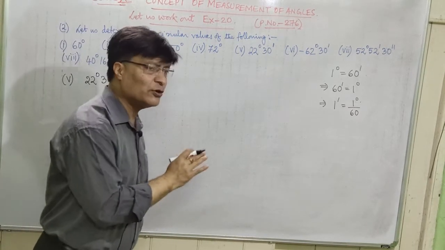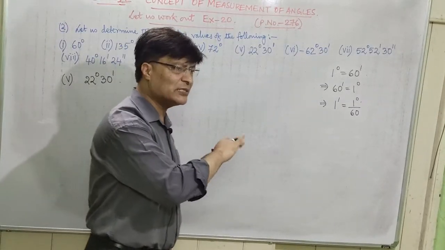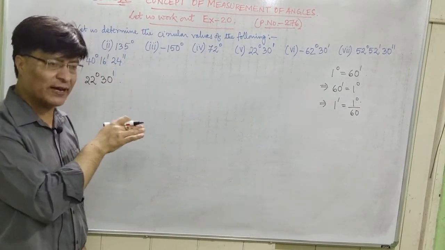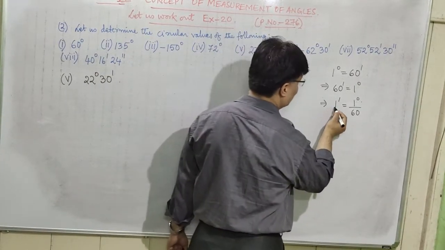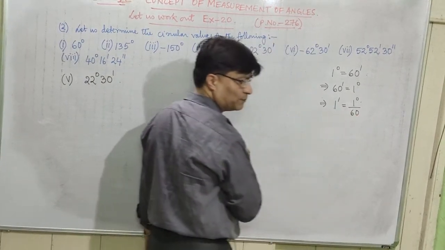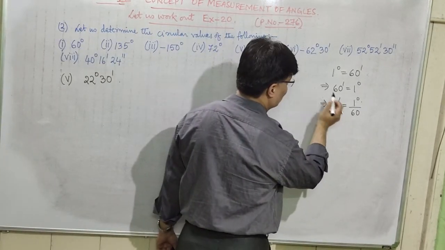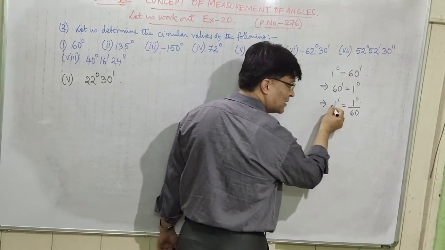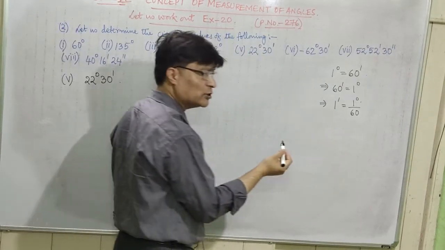So whenever you have to convert minutes into degrees, you have to divide that minutes by 60. Is that clear? So whenever you have to convert minutes into degree, you have to divide that minutes by 60. Then that will be converted into degrees.